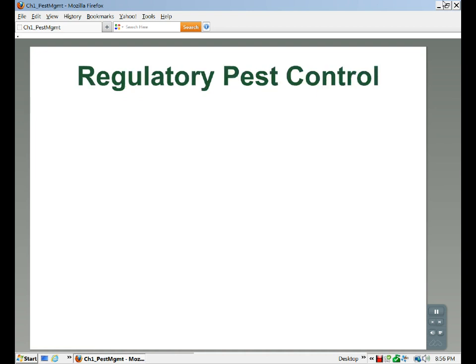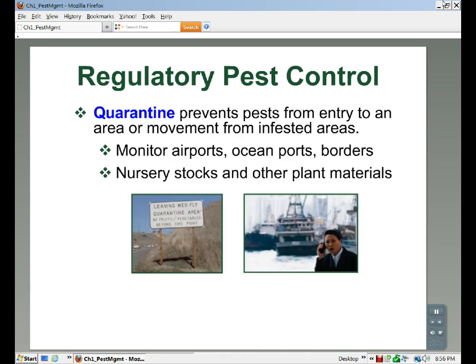The government uses several regulatory control programs to manage pests. Quarantines are used at airports and ocean ports to prevent entry of foreign pests. State borders and areas within states may be under a quarantine status to prevent the movement of pests from an infected area. Nursery stock and other plant material may be regulated to ensure no pests are transported on plant material.